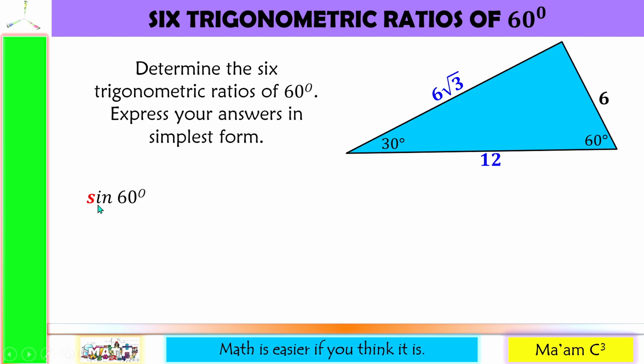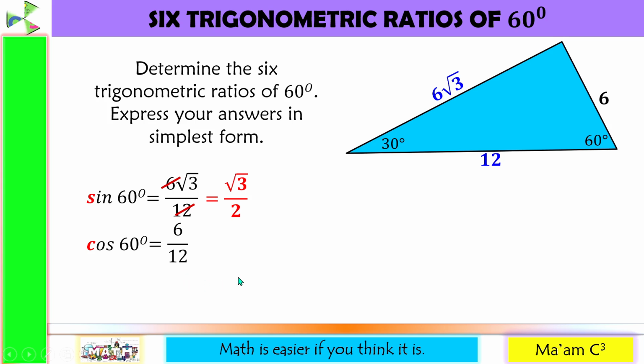Let's start. Sine 60 degrees. Sine is SOH, opposite over hypotenuse. Here is 60 degrees. Opposite, 6 square root of 3, over hypotenuse, which is 12. 6 and 12 can be simplified, so I have square root of 3 over 2. Next, let's have cosine 60 degrees. Cosine is CAH, adjacent over hypotenuse. Simplify. 6 over 12 is equal to 1/2.